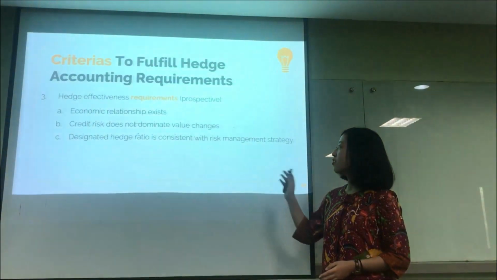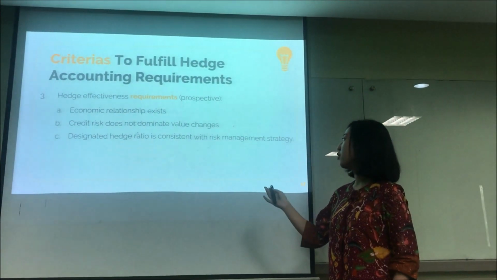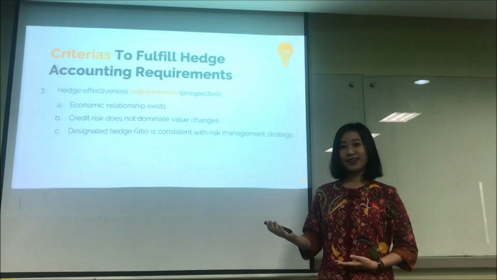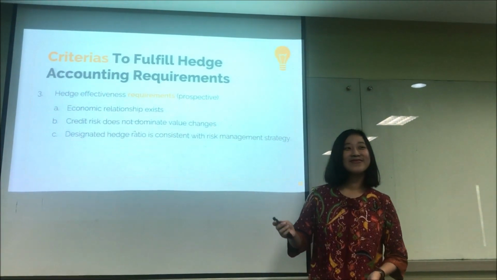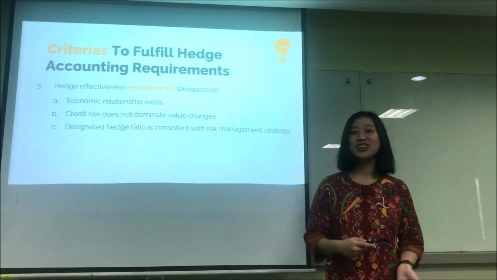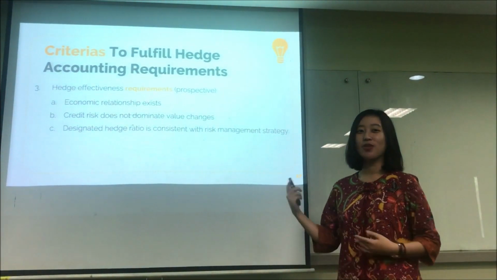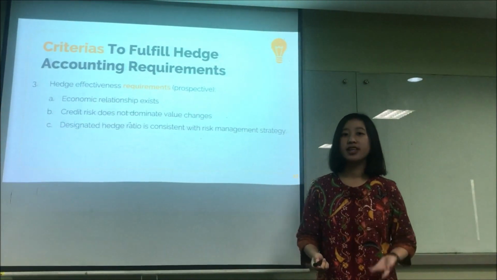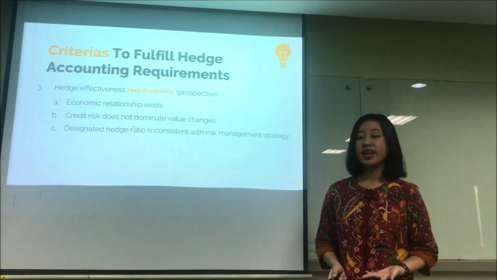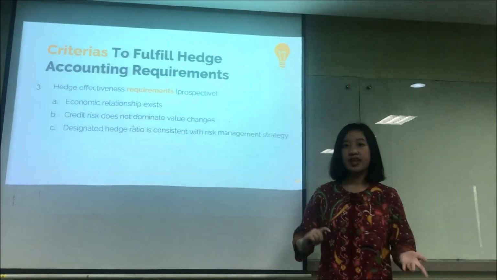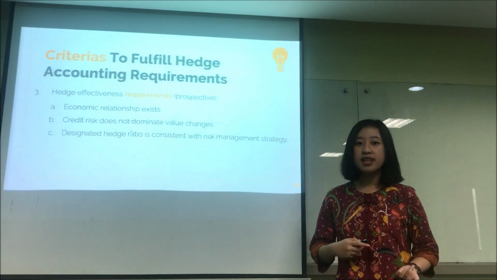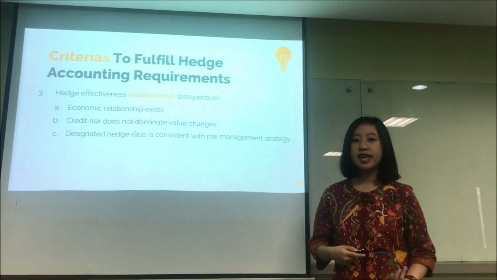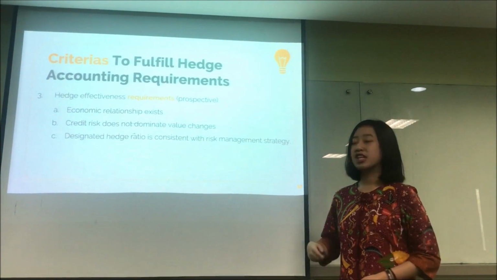Now, moving on to the third one, the designated hedge ratio is consistent with risk management strategy. The hedge ratio is defined as a relationship between the quantity of the hedging instrument and the quantity of the hedge item in terms of the relative weighting. IFRS 9 previously has introduced that it requires that the hedge ratio used for hedge accounting should be the same as that used for risk management purposes.